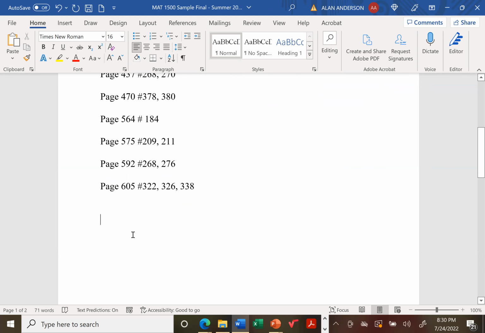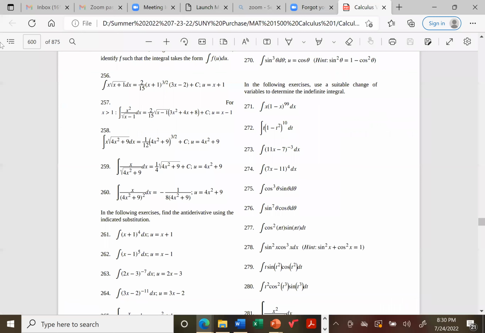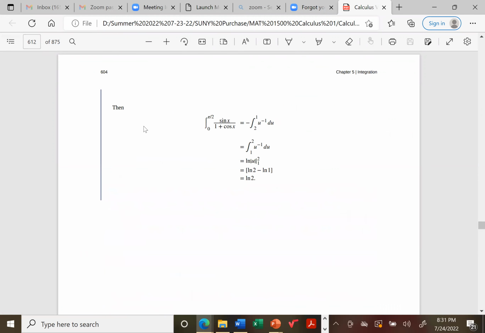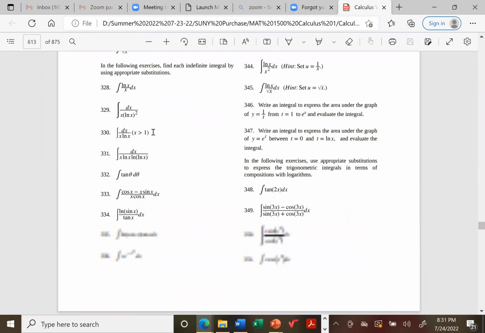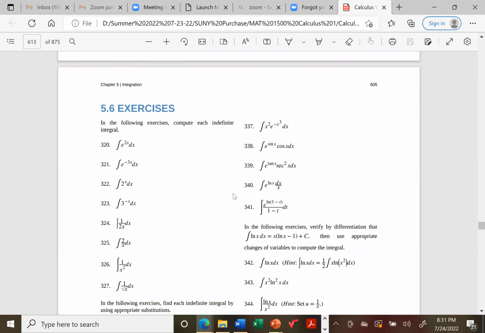So 605, number 322. Yeah, we could have been here all night trying to pick apart all the information we had. Oh wait, what did I do? 605. Let's try 612. No, not quite. Here we go. So all we're doing is calculating indefinite integrals. So number 322 is the integral of 2 to the x dx.